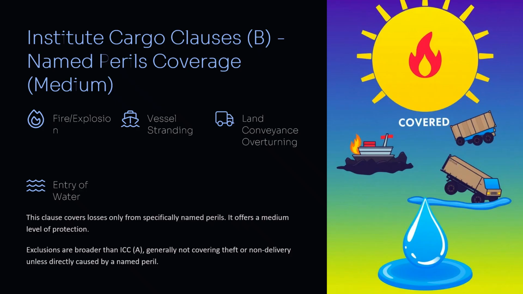However, the exclusions here are broader than ICC A. For example, this clause generally does not cover theft, petty theft, pilferage, or if an entire package simply goes missing, that is non-delivery, unless these things happen because of one of the specific named perils. This B clause is the best for general cargo where you need a decent level of protection but perhaps don't need the absolute broadest all risk coverage, offering a good balance between the cost and what's covered.